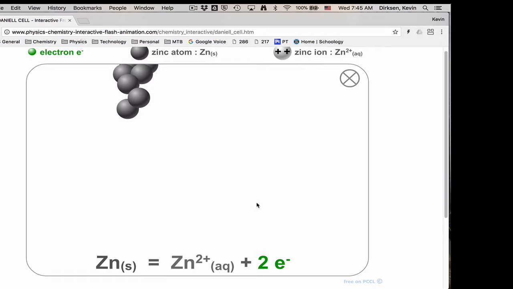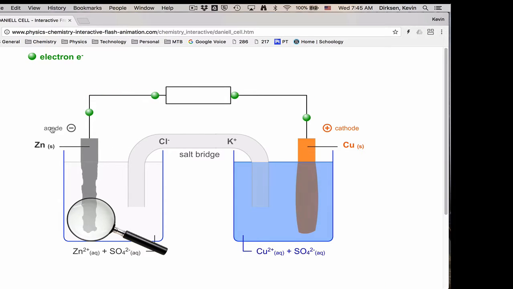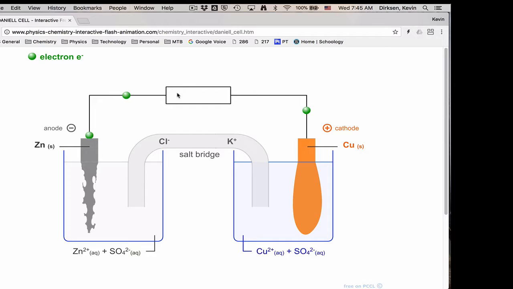Zinc is losing electrons, so this is our oxidation side of our reaction. At the anode we have oxidation. That's something you probably want to write down. The anode is where oxidation occurs. It is losing electrons here because they're being lost and they're coming down the wire.